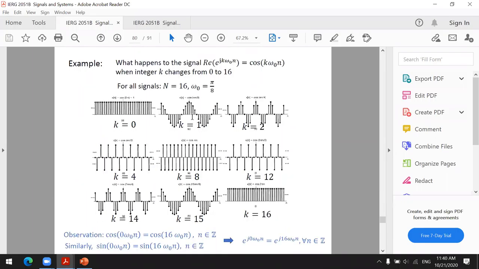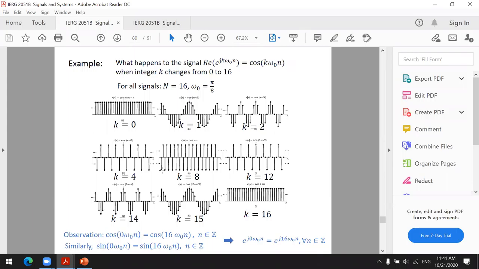Now let's look at a particular example with capital N equals 16. Omega 0, which is 2 pi divided by 16, is pi divided by 8. Now we look at the signal exponential jk omega 0 n for this particular omega 0. We first look at its real part, which is cosine k omega 0 n using Euler's formula, and its imaginary part is sine k omega 0 n, which displays a similar trend. Therefore, I did not show it in this slide. So just look at cosine k omega 0 n.